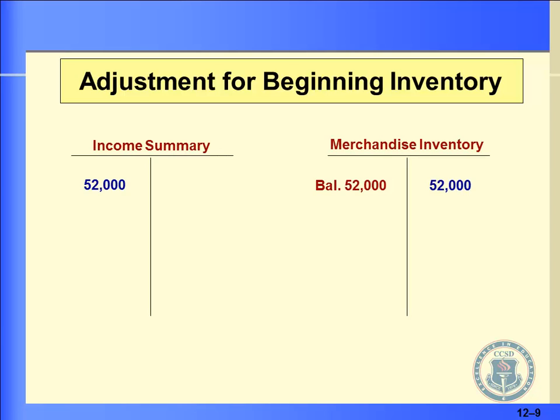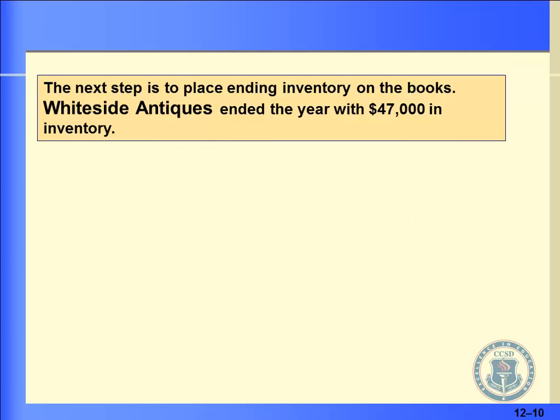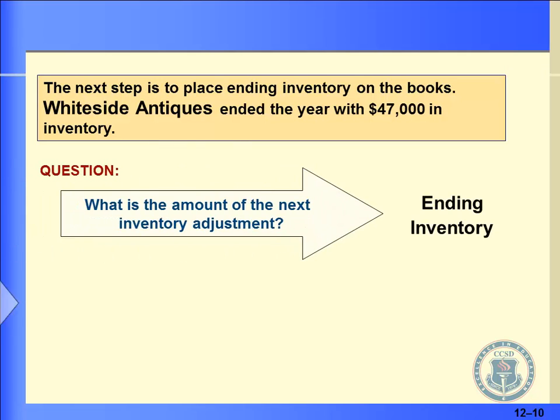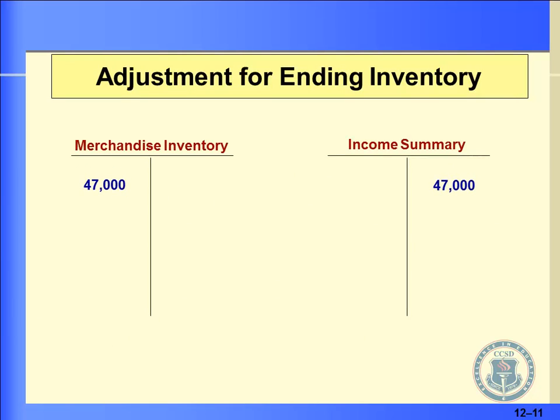So we have our adjustments for beginning inventory. What we've done is our income summary got the 52,000. Here we did that. Our merchandise inventory got the 52,000 credit. We did that. Now the next step is to place the ending inventory, which is that 47,000. We're going to do that 47,000 debit, which is going to come across as our ending, and $47,000 credit.